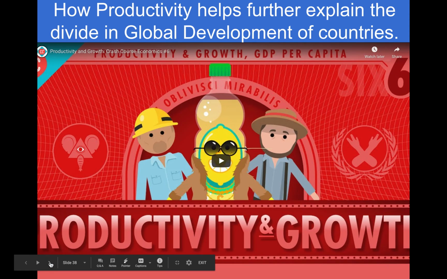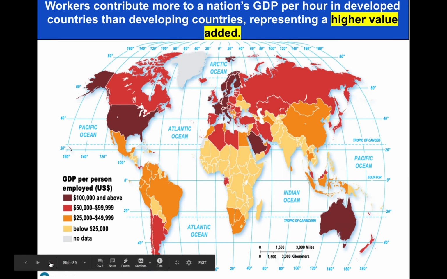Here's a video on productivity. Here is a look at workers contributing to a nation's gross domestic product per hour in developed countries. In the developing countries, we can see where higher value has been added. Again, in the United States, not as much as in Canada. That value added is going to be seen in their productivity, their advancement of machines, tools, and equipment, and access to an abundance of cheap energy and cheap bulk raw materials.